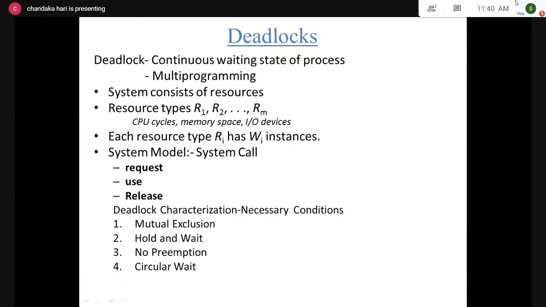Number two, hold and wait. What is this hold and wait? Just now I have told that in a multi-programming environment, more than one process is competing for resources.